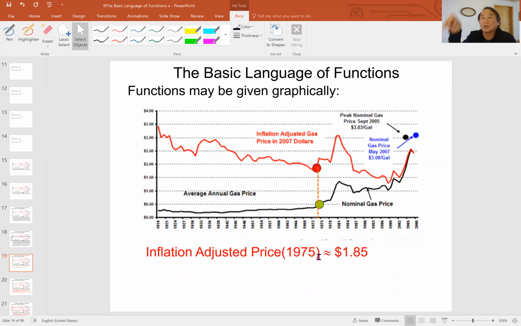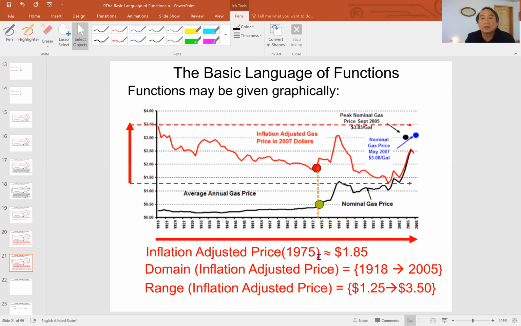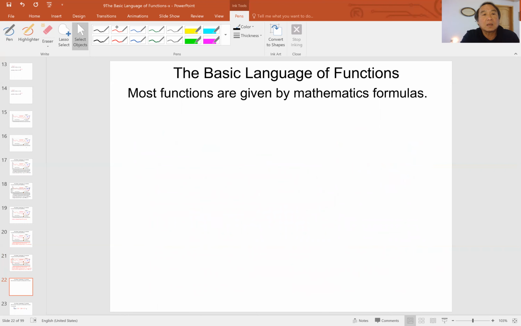So we can read it out on the chart. Usually when you have a chart, the information is passed through by eyeballing the graphs. And here is the inflation-adjusted price, adjusted to 2007 dollars. How much would that correspond to? That 50 cents becomes $1.85 basically. So we can express functions graphically and with a table.